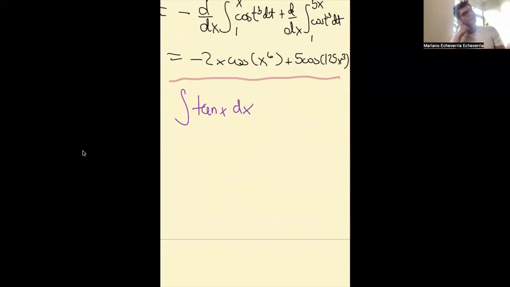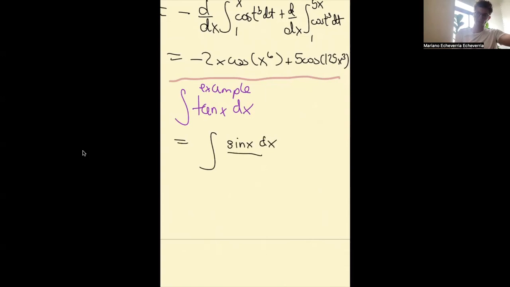So how could you find the integral? Here's another example. How do you find the integral of tangent of x? Because we don't really know a function whose derivative is tangent off the top of our heads. So the idea for this problem is to use the fact that tangent is sine over cosine, and once you write it that way, what's the substitution you could use?